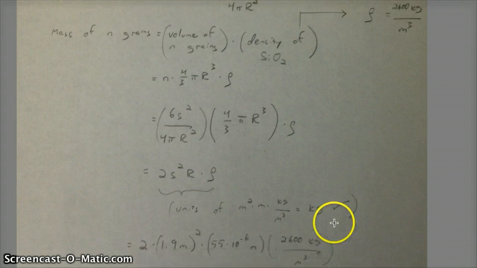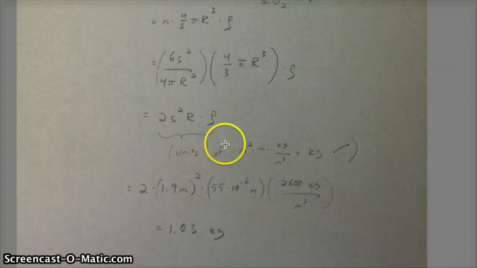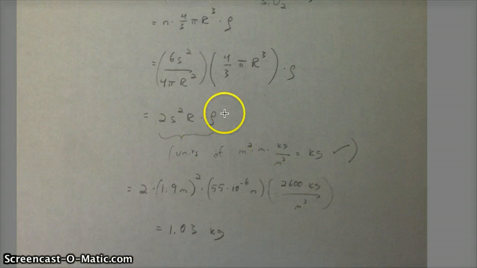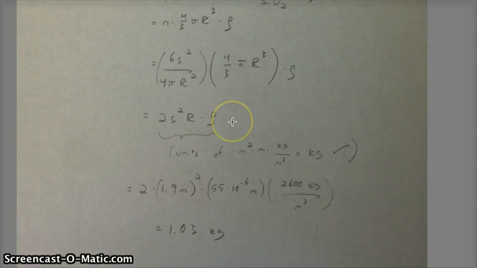It turns out I had to resize my window in order to show you the rest of the solution. This is what I think the answer is: 2s squared r times rho. I want to check that it has the units that I want. The question asked about mass. Does this have units of mass?